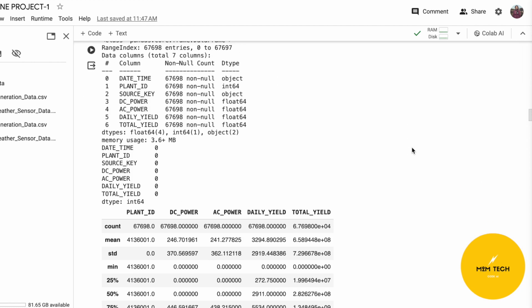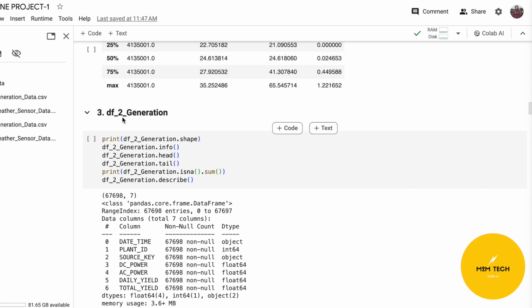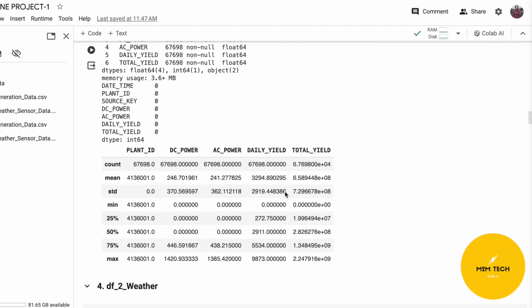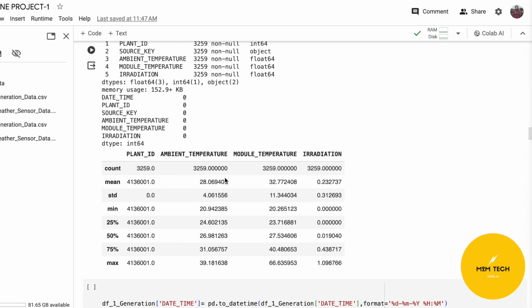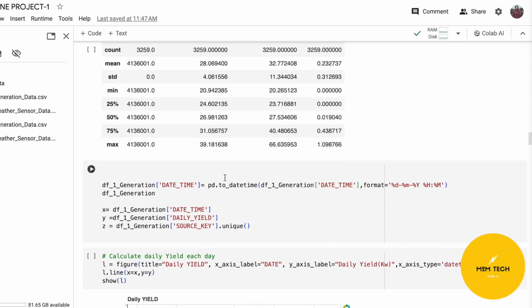Similarly, I have done it for plant 2 as well. For plant 2, I have named it DF2 generation, and for the weather data, I have named it DF2 weather. Let's start with analyzing the data.